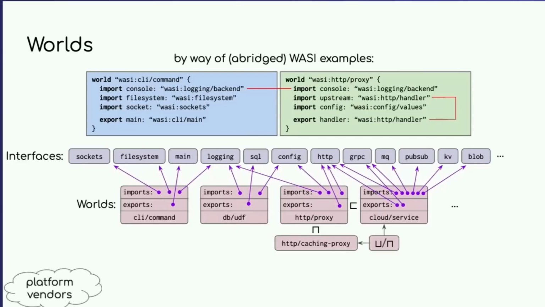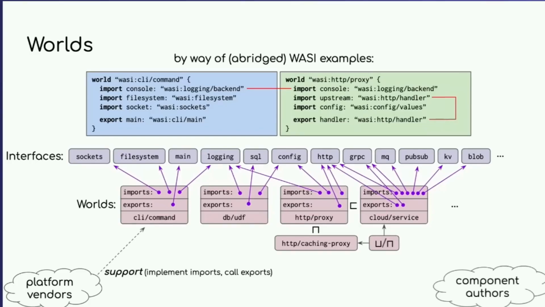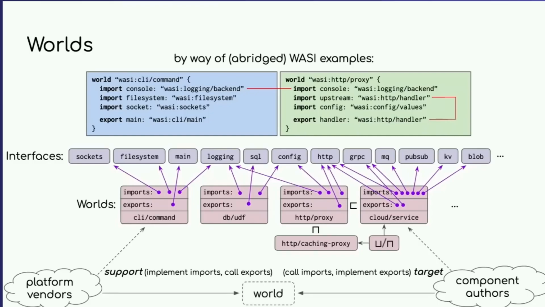So from a platform vendor perspective, I support a world by implementing its imports and calling its exports. And then dually, from a component author perspective, I target a world by calling its imports and implementing its exports. And thus, a world is sort of like a higher order interface that sits in between platform vendors and component authors. Okay, so I have a world, now what can I do with it?